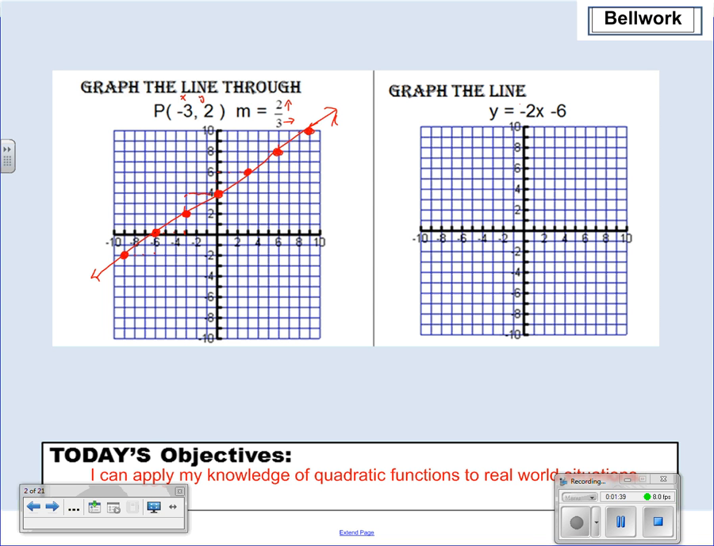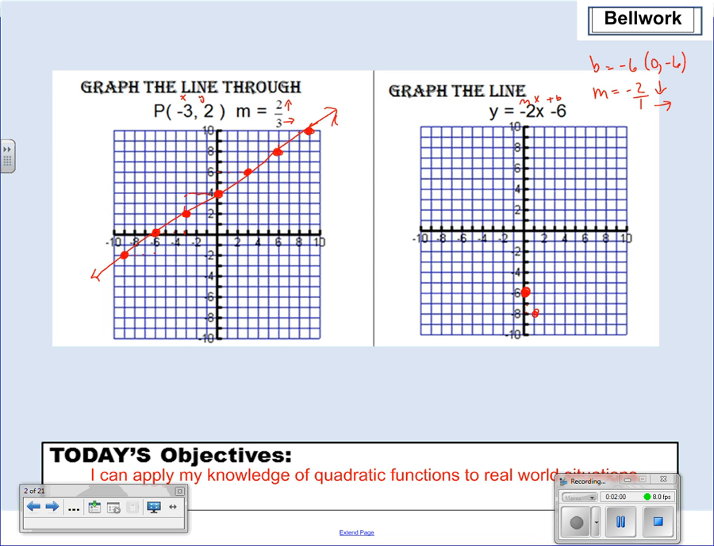Now we want to graph the line y equals -2x minus 6. This is in slope-intercept form, mx plus b. So this tells you your slope is -2/1, and your beginning is at -6, or the y-intercept of 0, -6. Starting at the y-intercept of 0, -6, the slope is negative, so we're going to go down 2 and to the right 1.